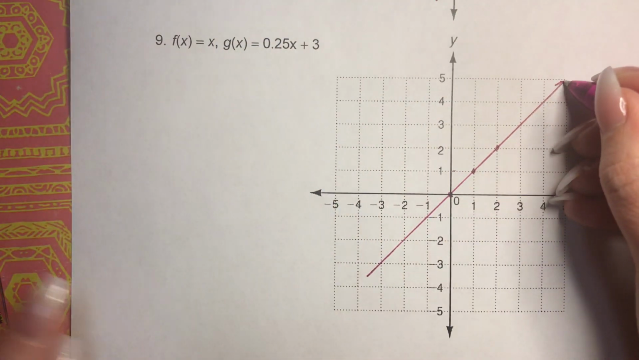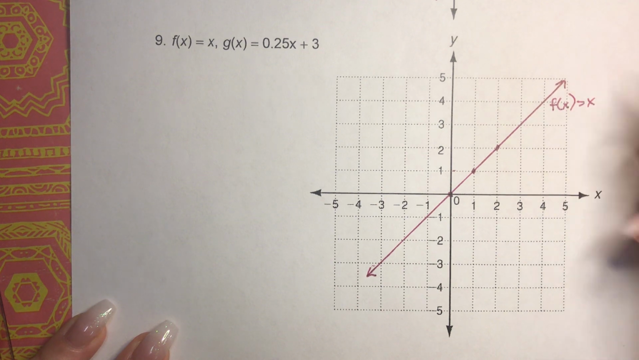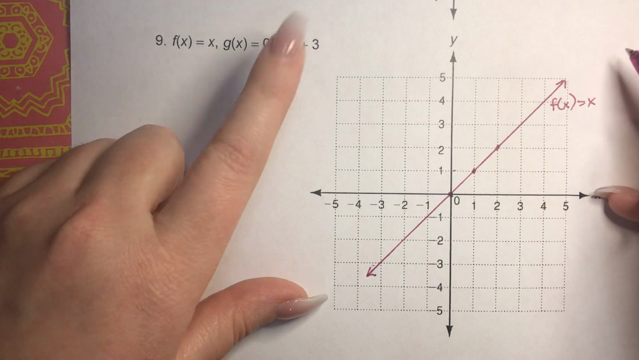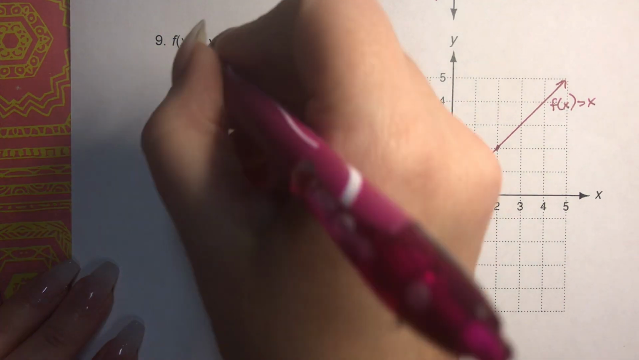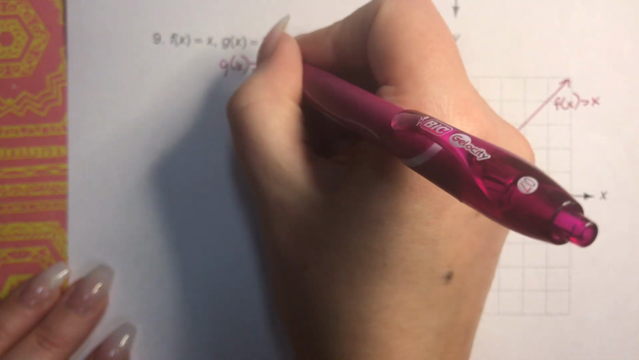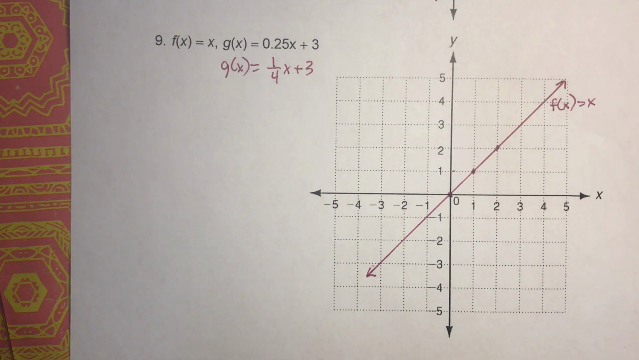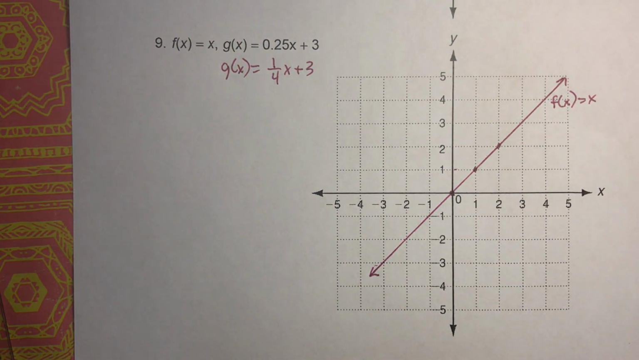Okay, this is our f of x. The slope is 1. F of x equals x. Okay, and then it's translating here. Now this is different because it has a decimal. And I'm going to go ahead and change that decimal into a fraction just because I know that g of x is the same thing as 1/4 x. And 0.25 is the same thing as 1/4. And it's going to be way easier to graph using a fraction than it is a decimal.